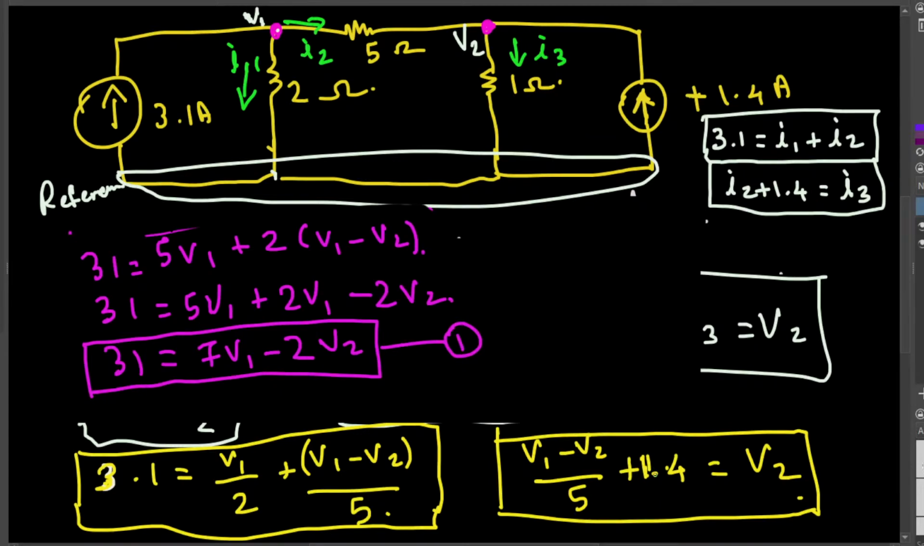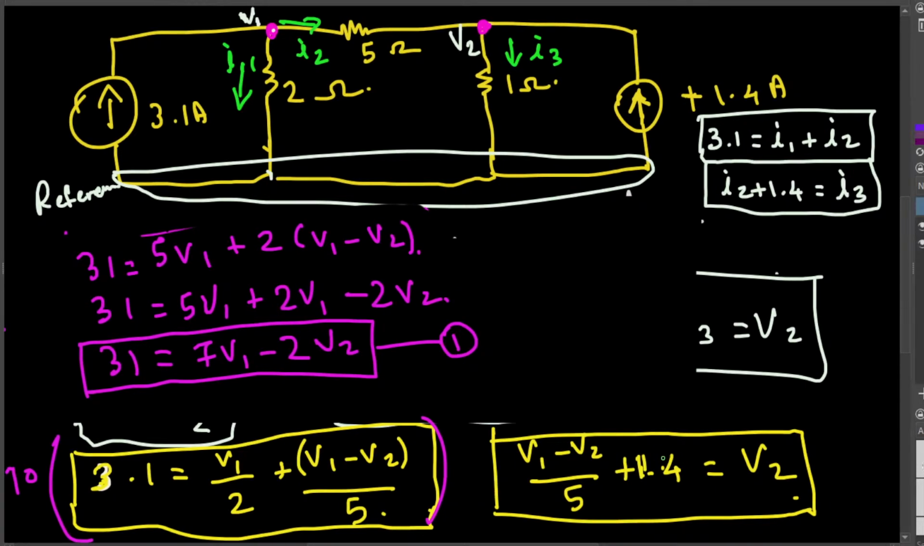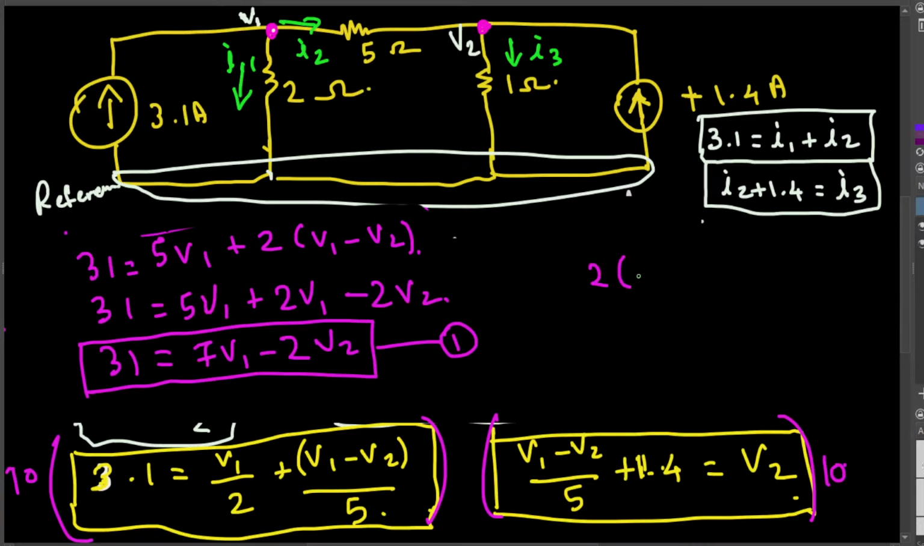Now here I am going to do the same thing. I'm going to multiply this one also by 10 and derive a new equation. If I multiply this by 10, what am I going to get? I'm going to get 2 times V1 minus V2 plus 14, that is equivalent to 10V2.